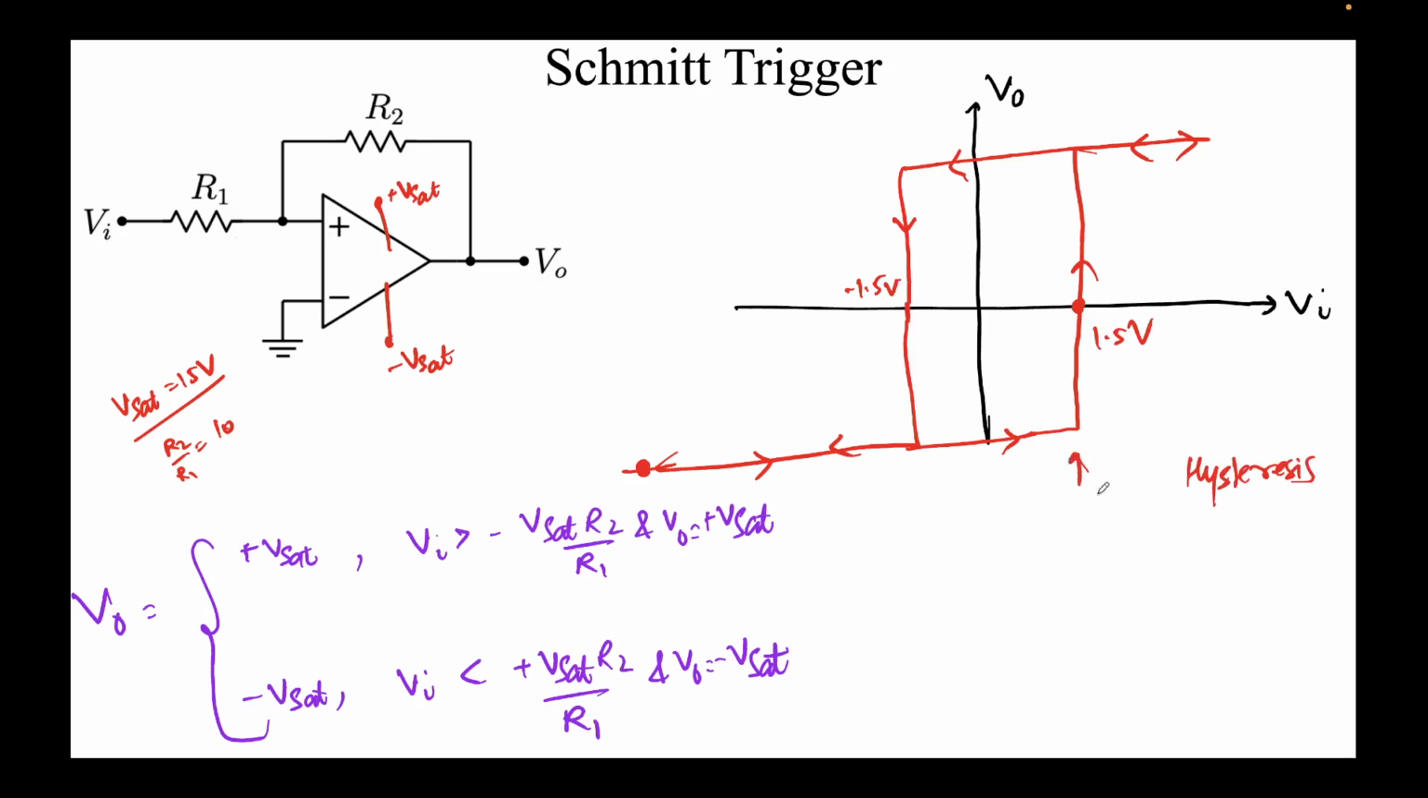This voltage is known as VTH. This voltage is known as VTL. Okay, so these are different, and that's the key thing about Schmitt Trigger. So it will always remain at plus Vsat or minus Vsat, but depending on whether you are increasing the input voltage or decreasing the input voltage, your switching point will differ. And that's the beauty of it.